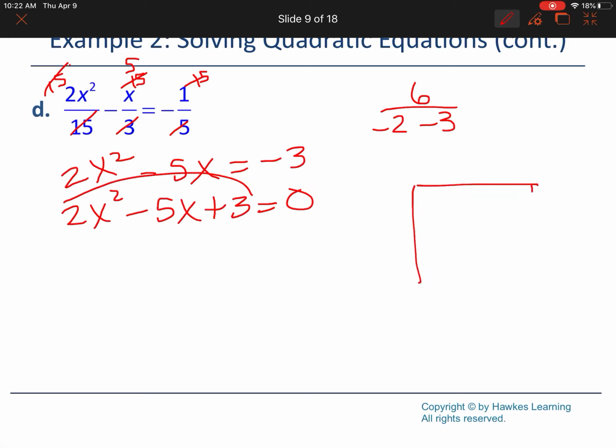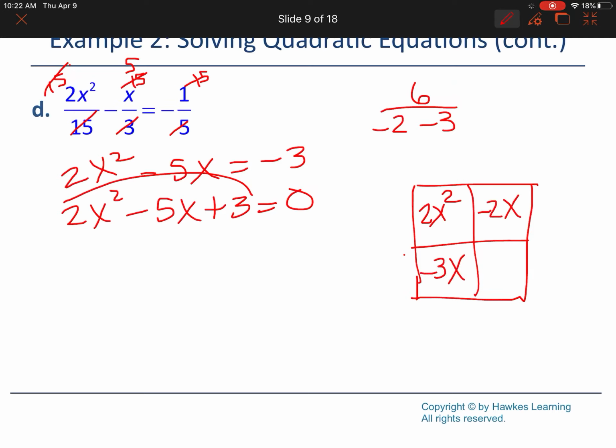So I can't just plug them straight into an equation. I need to do it by grouping. I have 2x squared. So I'm going to change negative 5x into negative 2x and negative 3x. And the last one is 3. Now pull out all the common factors on the top. So that's a 2 and an x. And that leaves me an x up there for the first term. And 2x times something has to be negative 2x, so that's going to be a negative 1. And x times something has to be negative 3x, so that's going to be negative 3.